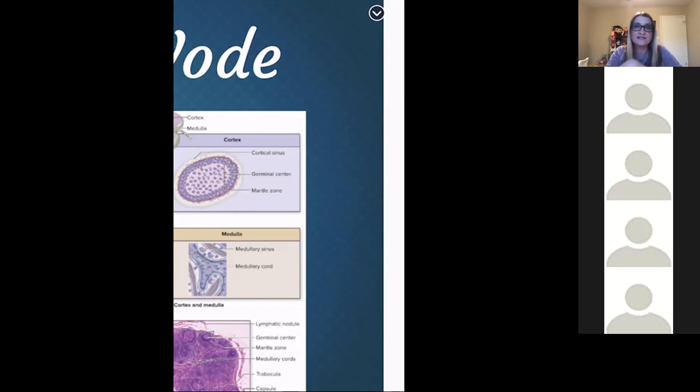The lymph nodes in different areas of our body have different names. So for example, in the armpit area, you would have the axillary lymph nodes, and you'd have the inguinal lymph nodes in the inguinal region.